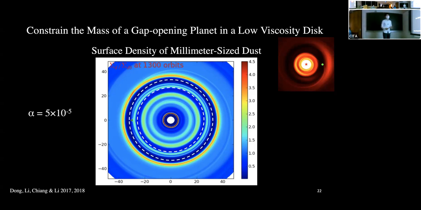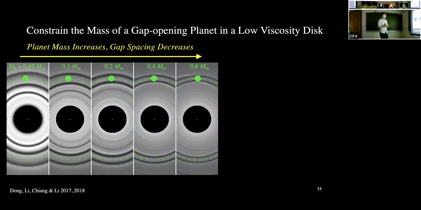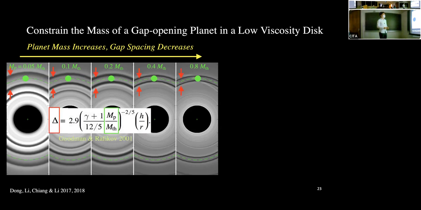Now, if we repeat the simulation, fixing everything else, but change the planet mass, we'll see the gap system evolve. Here are 5 simulations. They each have a planet, and their planet mass increases to the right. Every planet opens a few gaps, and clearly the gap system becomes more compact once the planet mass increases. Specifically, if we pay attention to the signature double gap on the two sides of the planet orbit, we can measure the separation between the two gaps, and that's delta.